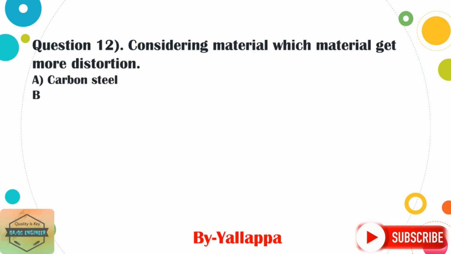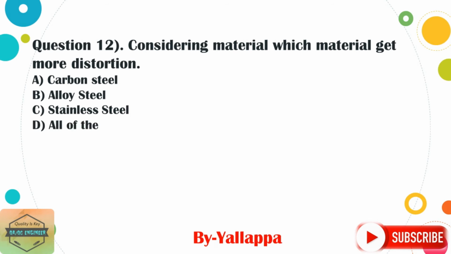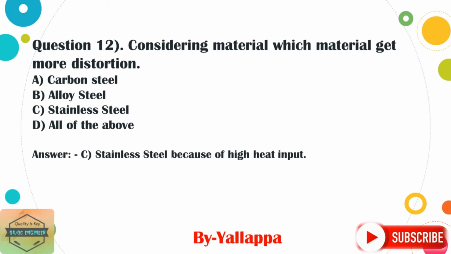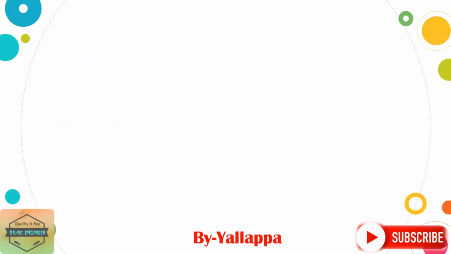Question 12. Considering material, which material gets more distortion? A. Carbon steel. B. Alloy steel. C. Stainless steel. D. All of the above. Answer. C. Stainless steel, because of high heat input.